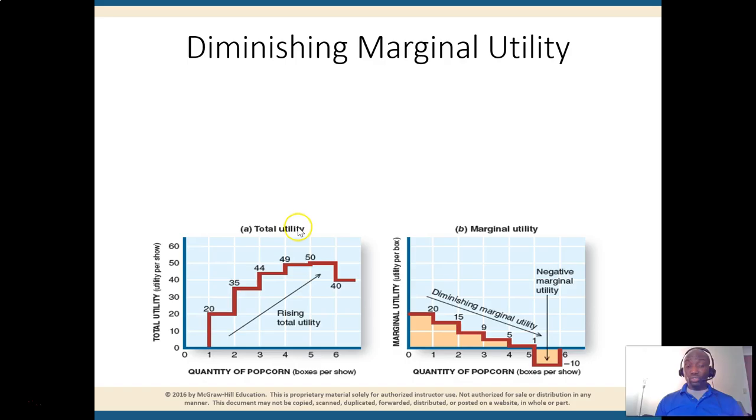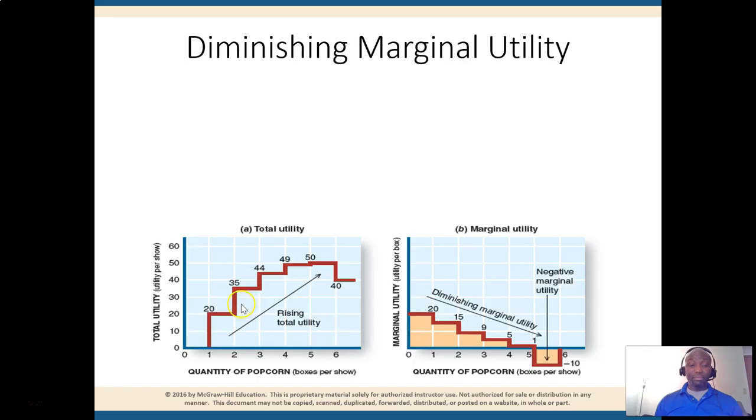Now what you also want is the marginal utility. You want to see the contribution of each unit, how much satisfaction each one is giving you. The first one is giving you 20 because it's the first one, so the marginal is 20 here. The second one is giving you 35 minus 20, so it's going to give you 15.